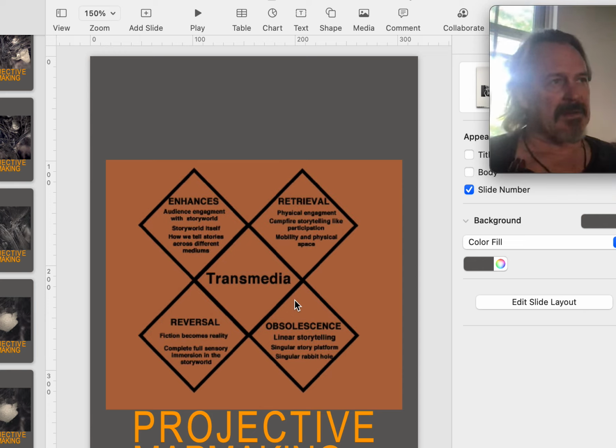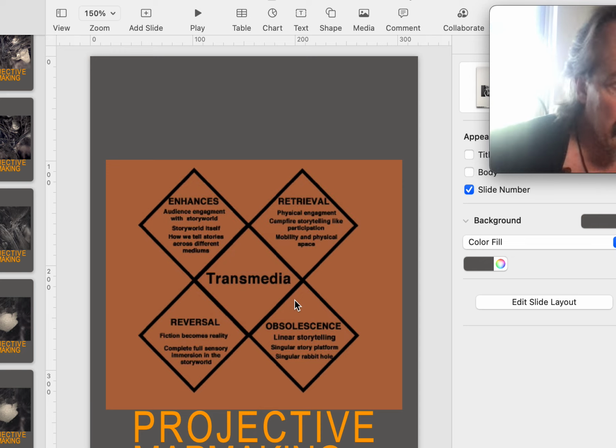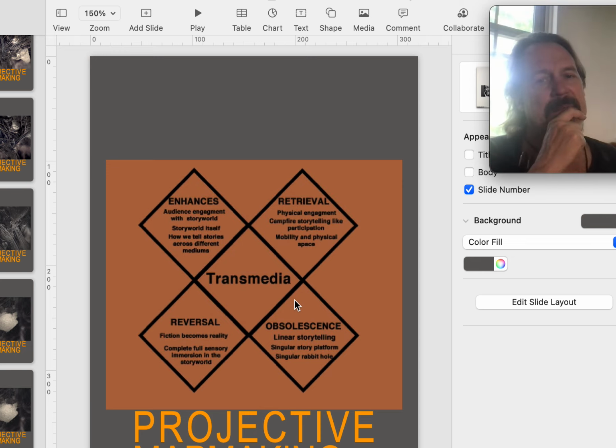And be quarantined and get our reality from these little screens, cutting off the enhancement of audience engagement, story world itself, how to tell stories across different mediums. This is also why I'm using this Spatial.io as a VR form to tell this story, and so forth. What else does it obsolesce?